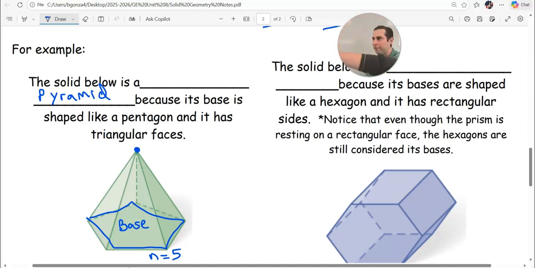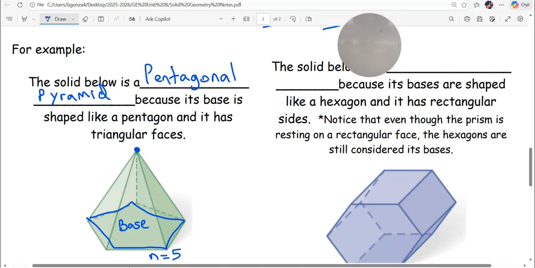A whatagon? That's 8. 5-sided. Like a government building. Starts with a P. Pentagon. A 5-sided figure is a pentagon. We got to know this, everybody. So if it has a pentagon base for a pyramid, here's how you write it. Pentagonal, however you want to say it. It's a pentagonal pyramid.